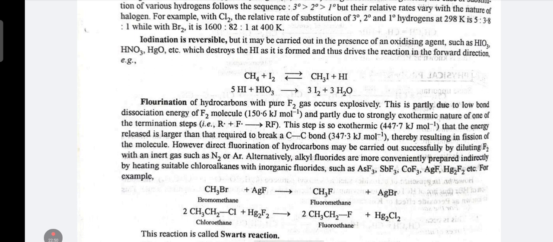However, direct fluorination of hydrocarbons may be carried out successfully by diluting F2 with an inert gas such as N2 or argon. Alternatively, alkyl fluorides are most conveniently prepared indirectly by heating a suitable chloroalkane with an inorganic fluoride such as arsenic fluoride and some more.